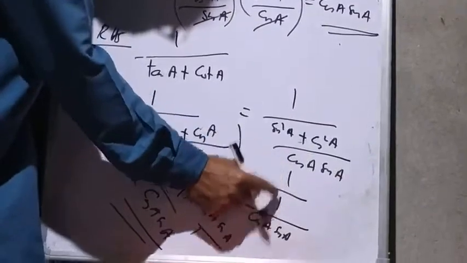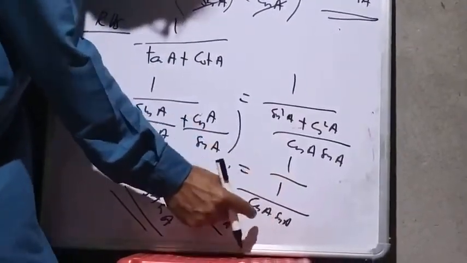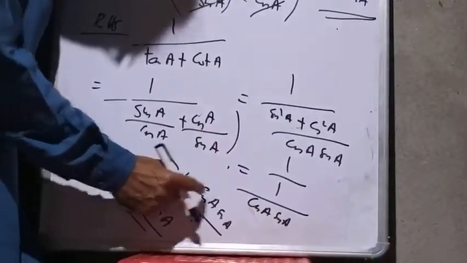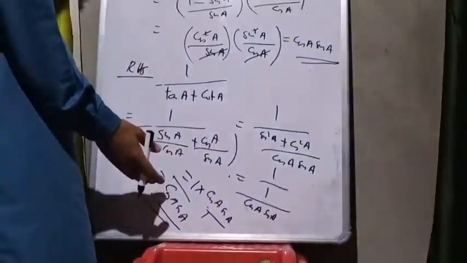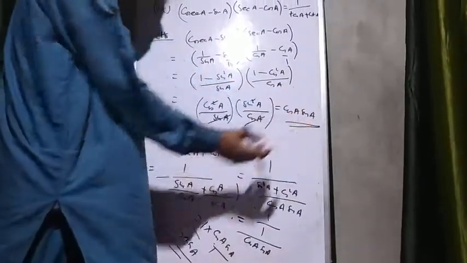Now 1 divided by, what is sin square theta plus cos square theta? That is 1, because this is a fundamental identity. Divided by cos A into sin A. Now multiplying the reciprocal, 1 into cos A sin A, that is cos A sin A. So this is our right hand side. So right hand side is also equal to cos A sin A. Left hand side is also equal to cos A sin A.